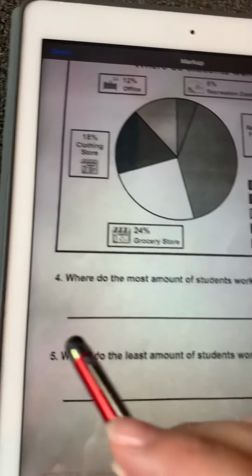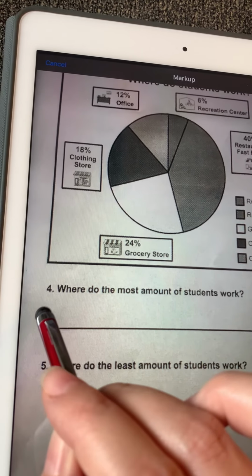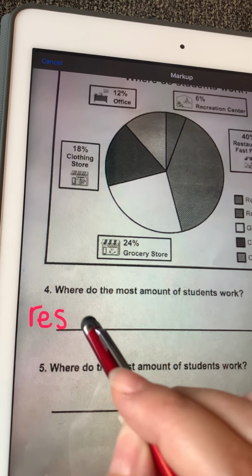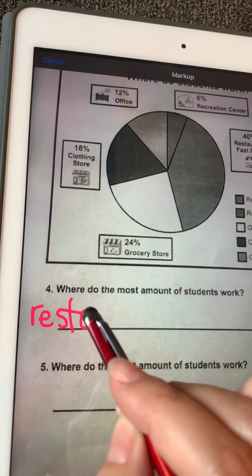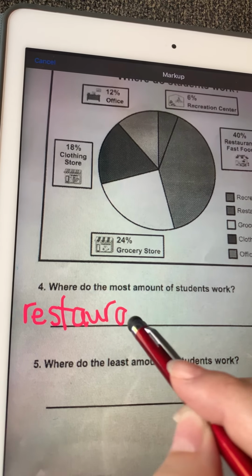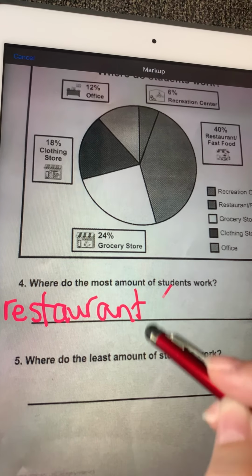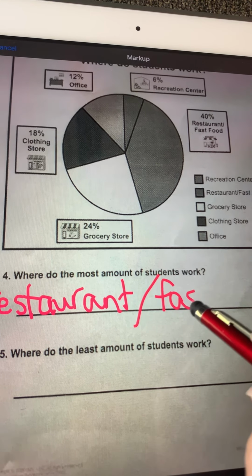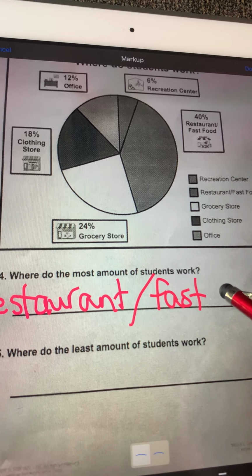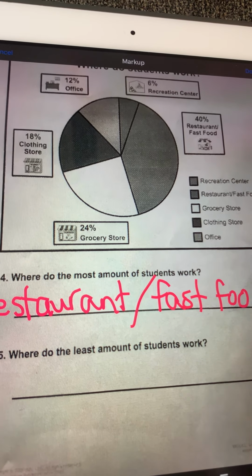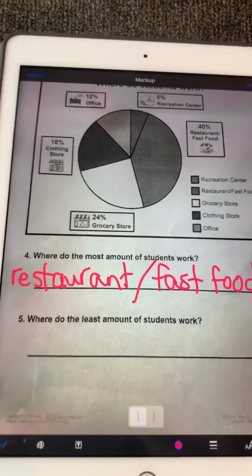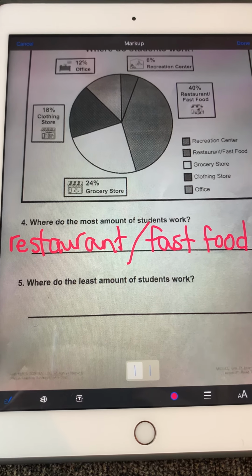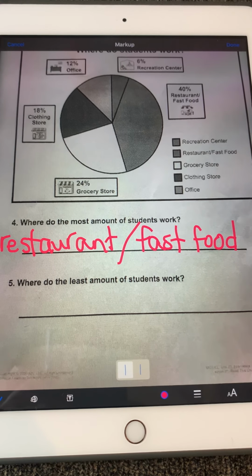So that's what we're going to write. So we're going to write, Miss Tiffany's going to have to come over here. Slash, oh goodness. Fast food. Okay, so that's what you're going to write on that line, is restaurant / fast food, because that's where most of the students work.